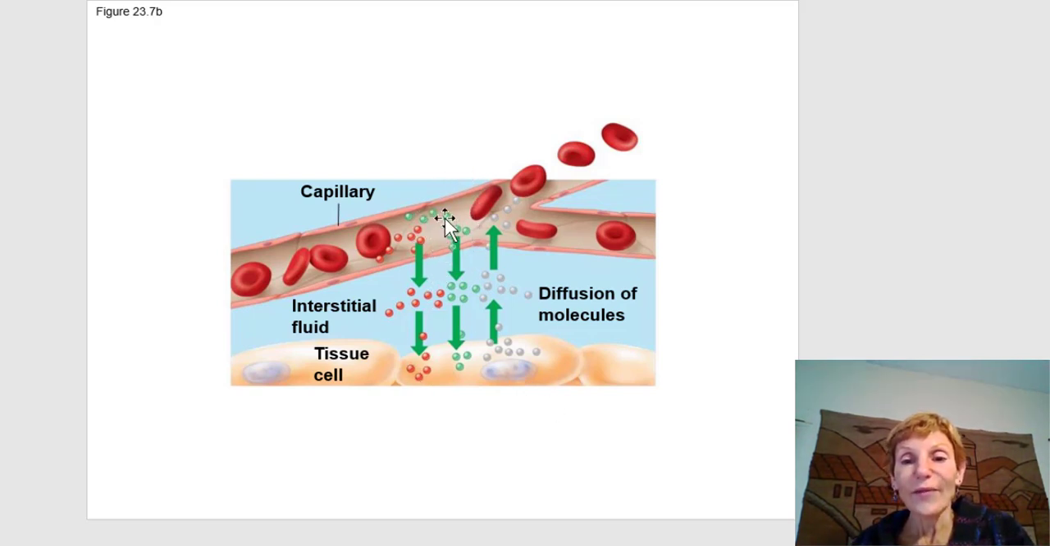Okay? And same thing with wastes, and same thing with carbon dioxide and nutrients. So that's the only place where you're going to get exchange. Now, you might ask, well, how fast does this go? Is blood flowing really, really fast through here? Is blood flowing really slow? How does it all work?